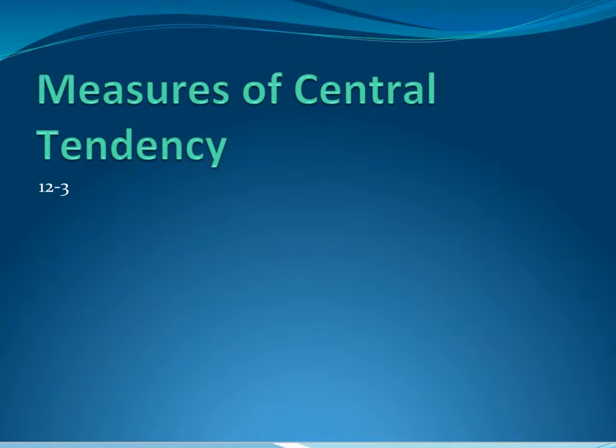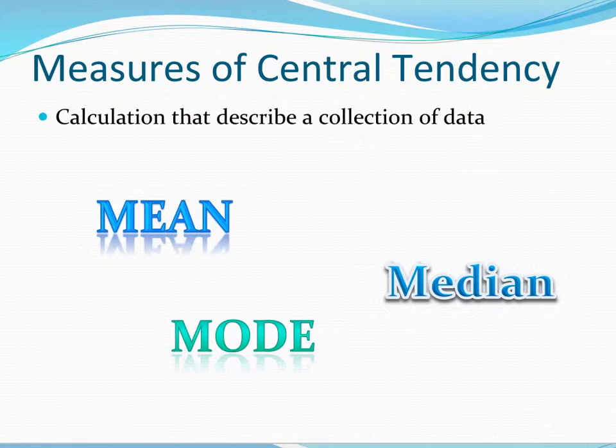Alrighty, so 12.3, measures of central tendency. I think you'll like this one. You have done it before. Mean, median, mode, range, stuff like that. So here we go again. Measure of central tendency. Definition is a calculation that describes a collection of data. Again, examples are mean, median, and mode.